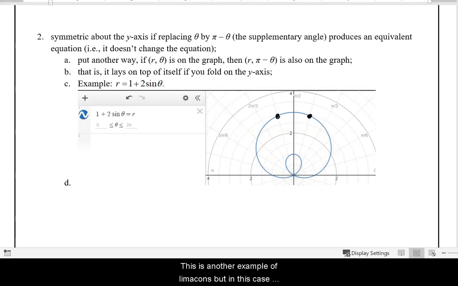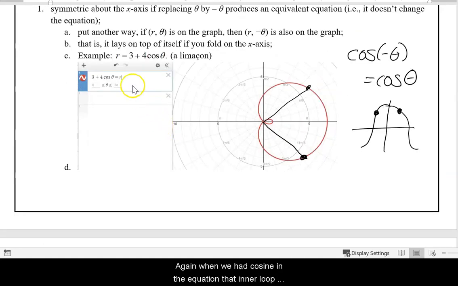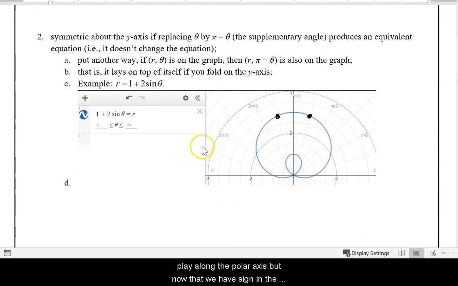This is another example of a lemniscate, but in this case, notice that the loop and the circular part is along a vertical, what would be the vertical axis if it were still a rectangular system. Notice that the equation has sine in it. Again, when we had cosine in the equation, that inner loop lay along the polar axis. But now that we have sine in the equation, that inner loop is laying along the line that goes through pi over 2. This is definitely a pattern.